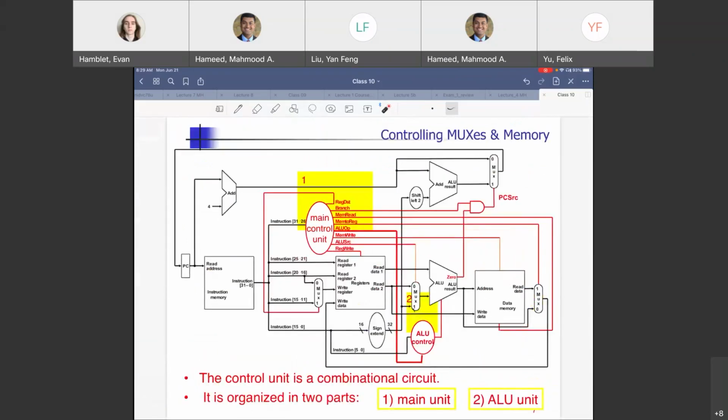This is, again, repeat. The control unit is a combinational circuit. 2 parts, main control, ALU control. Main control is over here to generate all the control lines. ALU control is over here. Essentially generates a signal to let the ALU know what to do. Here, which instruction is not being supported in this diagram? There is a particular instruction that we had included, which is not being supported here. What is that?